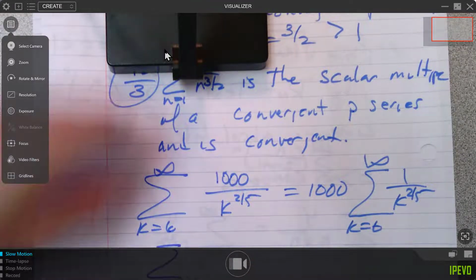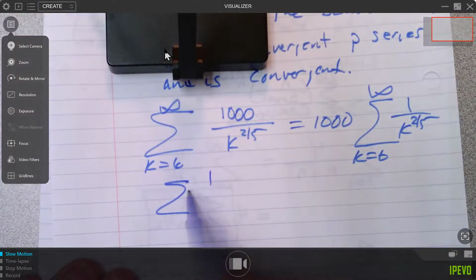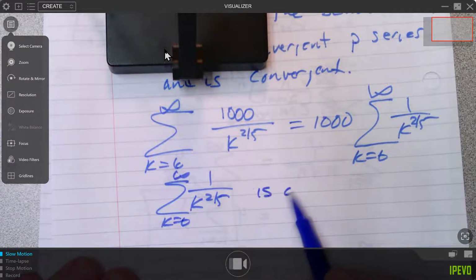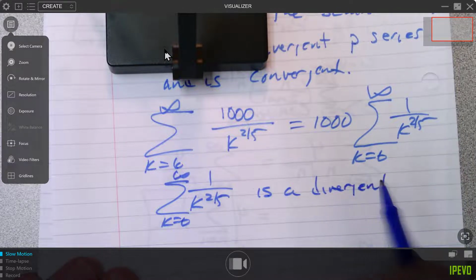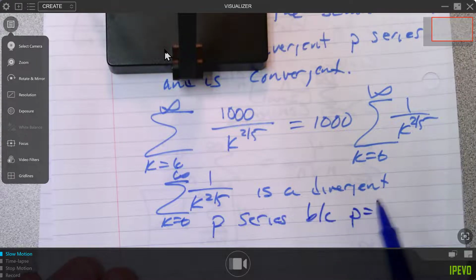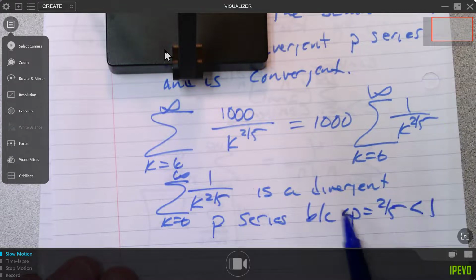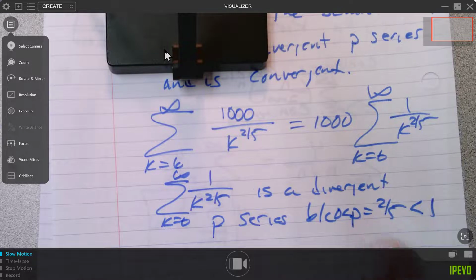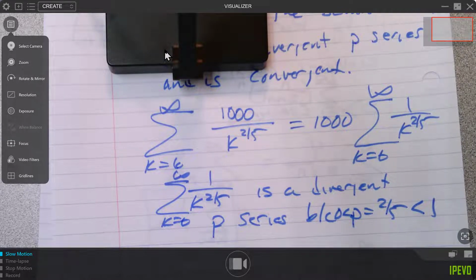So it is a divergent p-series because p is 2/5. Now, you want to make sure you say it's bigger than 0. Now, here's why. Because if this was like negative 6/5 or any kind of negative number, the limit of that term would not be 0 and it would diverge by the nth term test. So it's just really subtle.